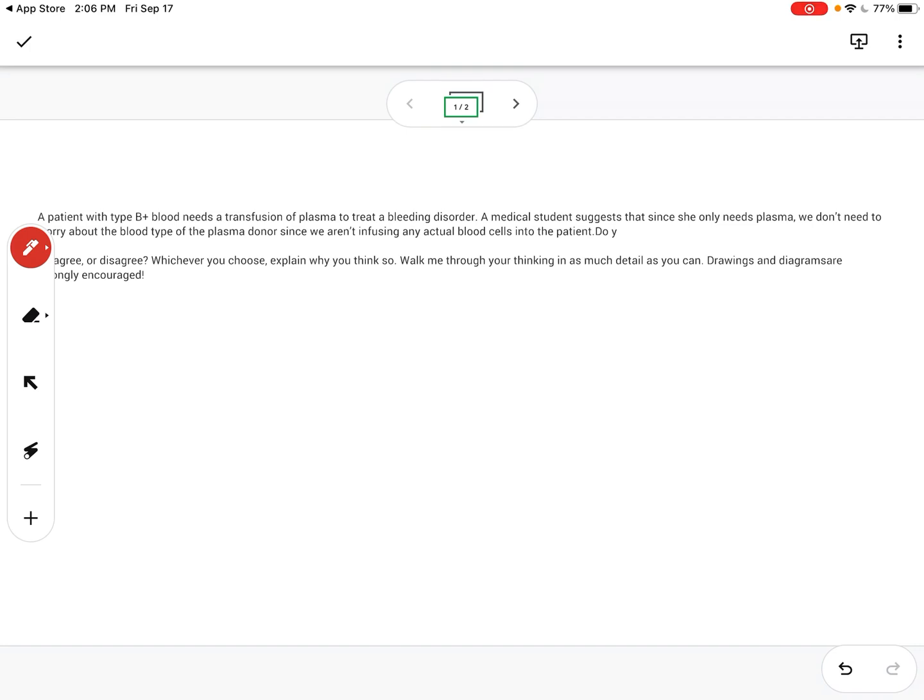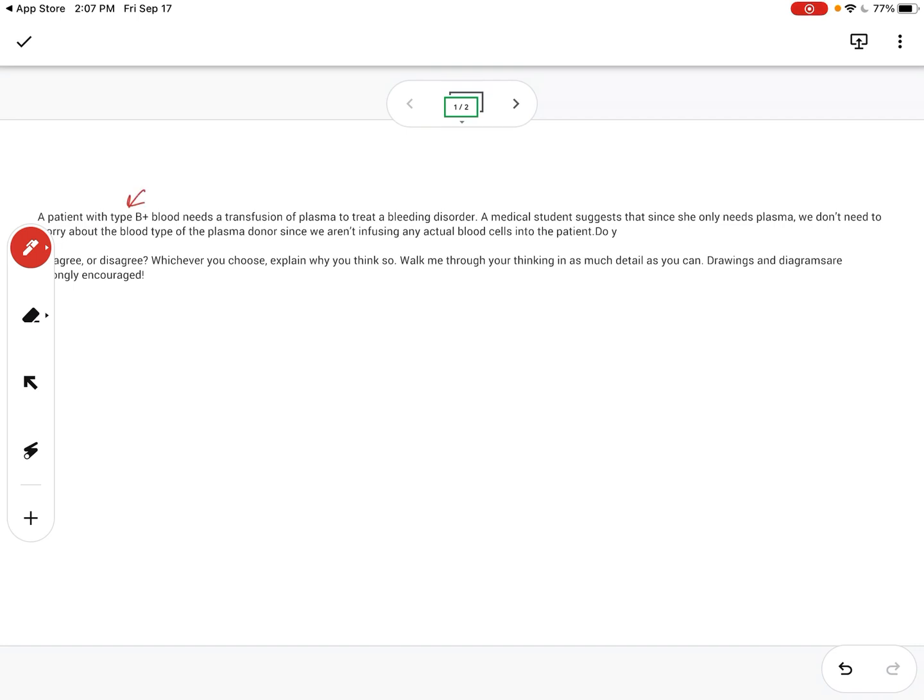the blood they need for their hemophilia, because they need those clotting factors in order to be able to not bleed to death. So there's this medical student, and the medical student says the patient only needs plasma, so since we're not transfusing whole blood with all the cells in it, we don't have to worry about matching blood types. So the question for you all was to figure out, is that true? If you only give plasma to a patient, are you kind of free of having to worry about a mismatch in that transfusion? So first step here, we're going to start with this kind of type B positive blood thing.